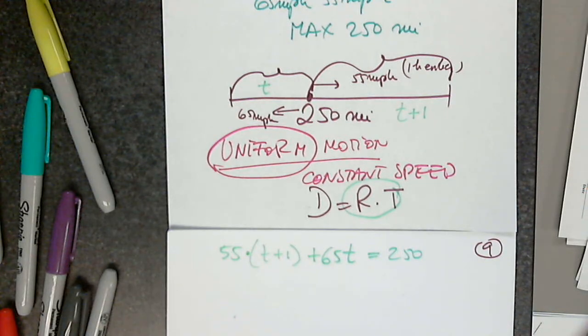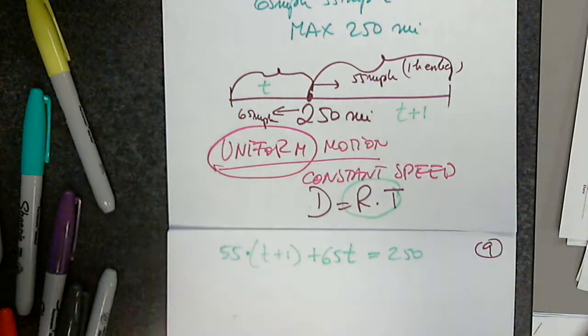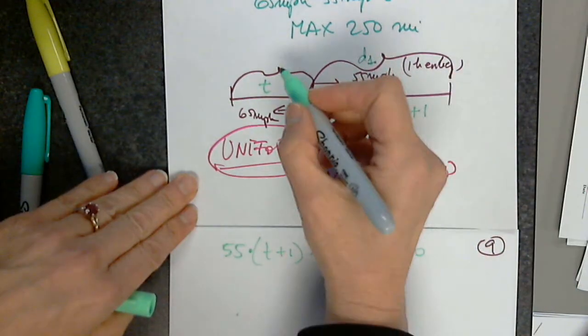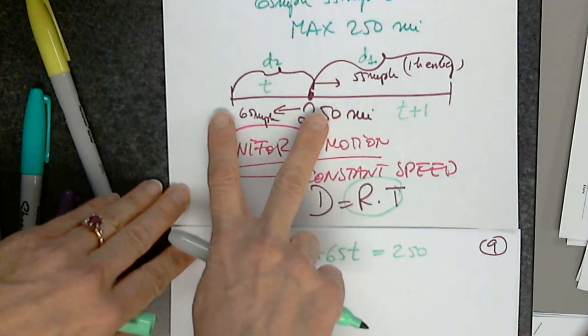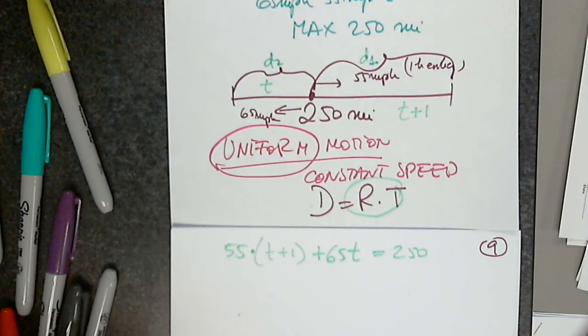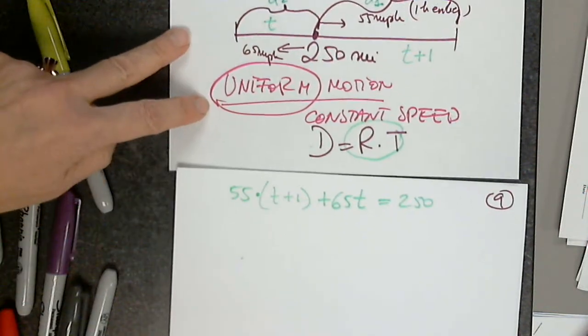I cover the distance 55 times T plus 1. You, the other direction, cover the distance 65 times T. And then we'll know exactly how long we have to talk. So you move the formula rate times time equal to distance. So this is the distance covered by me, D1, and this is the distance covered by you, D2. D1 plus D2 equals 250. Is that okay? Perfect. So what do we do now?